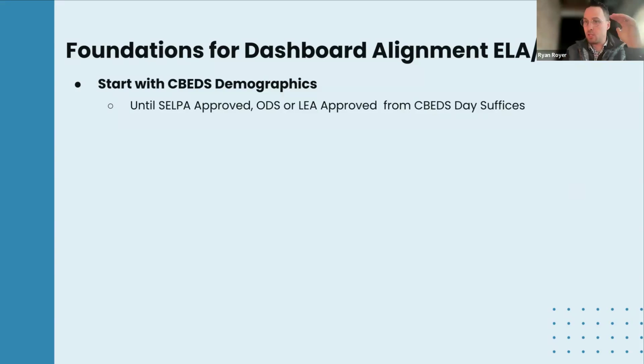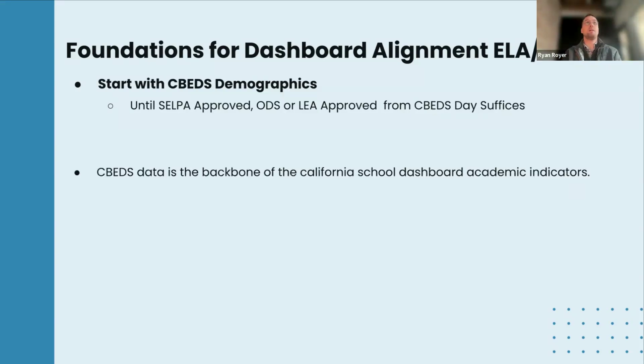So this is foundational, and there are a few reasons why. CBEDS data is the backbone of the California School Dashboard academic indicators, being ELA and math and even LP. The census day snapshot is the foundation for that.